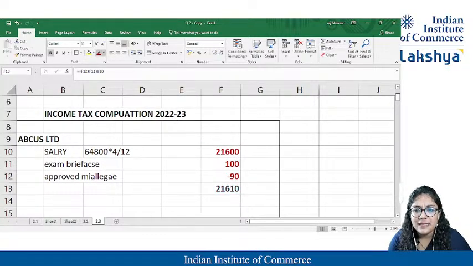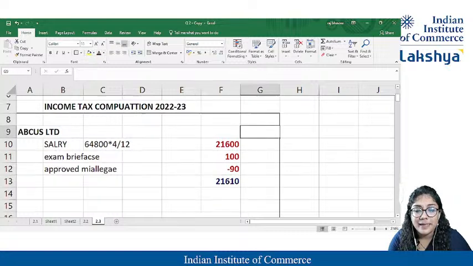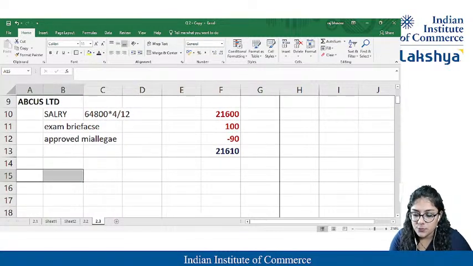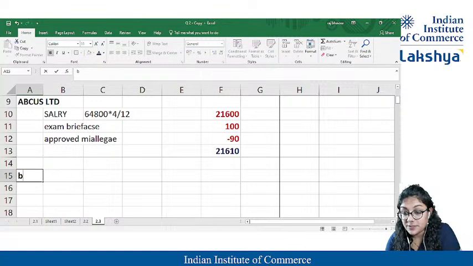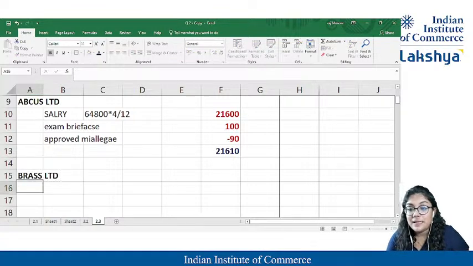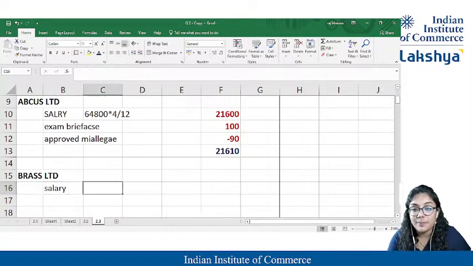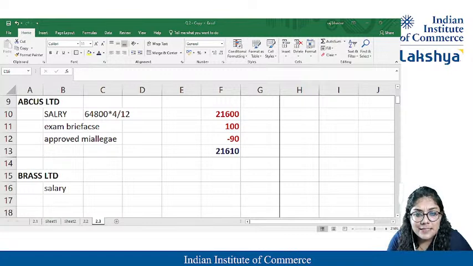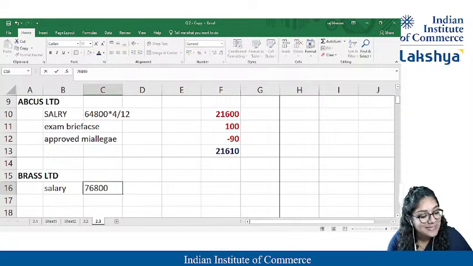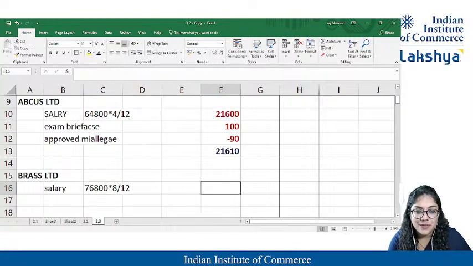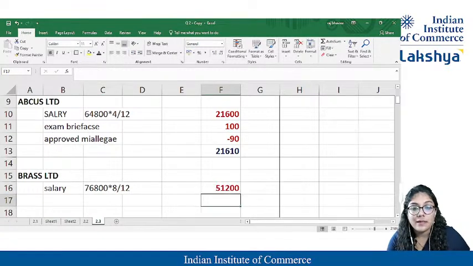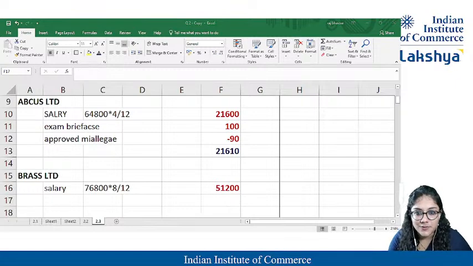Now, what will be the salary that we are supposed to calculate for my next company? Students, what was my next company? Brass Limited. So let's figure it out for Brass Limited also. In Brass Limited also I would have received salary. If you remember, my salary was 76,800, and that too for 8 months. So if I multiply 76,800 into 8 by 12, I got the salary of 51,200.